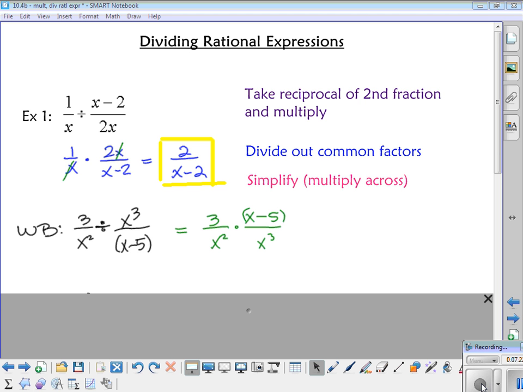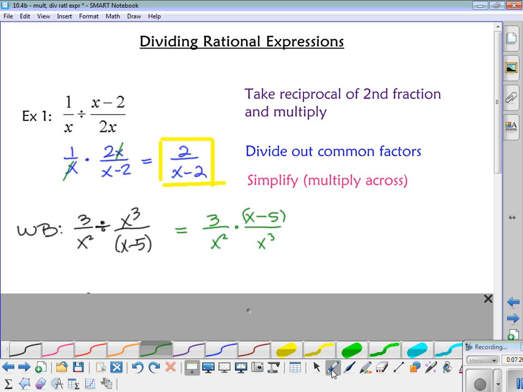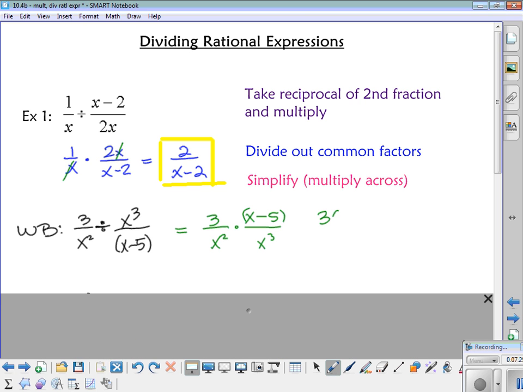Okay, so when we flip the second one over, is there anything that reduces on this one? No. So we just multiply across. So we have 3 times x minus 5 on top, and then x squared times x cubed is x to the 5th. You could have left it that way, or if you chose to distribute and write 3x minus 15 over x to the 5th, that's also okay.